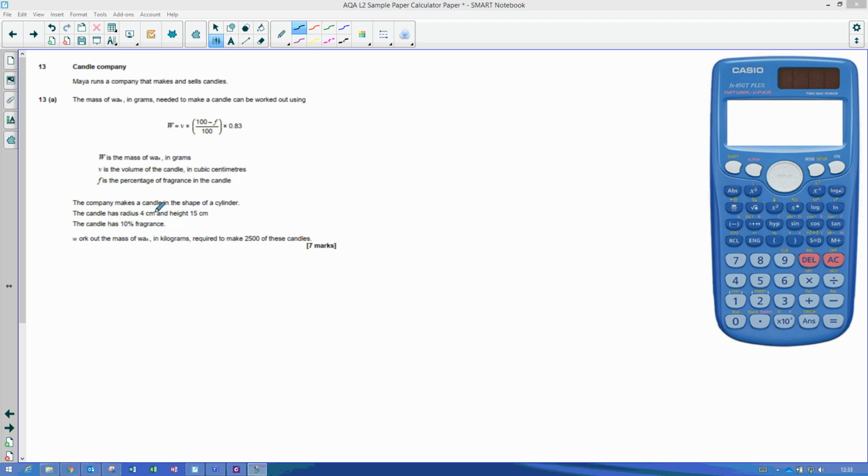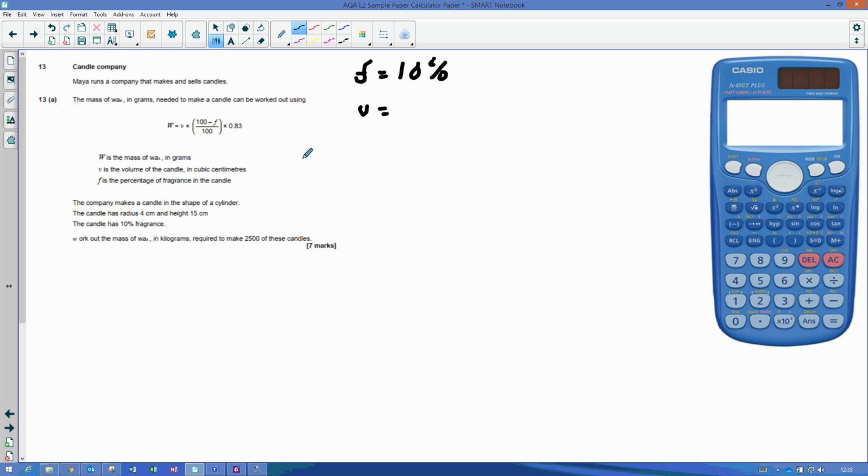And I can see I know F. F is 10%. And it says F is the percentage of fragrance, so I want it as a percentage, so that's fine. But V, I don't know. What I do know is the shape and size of the candle, and I can use that to work out the volume. V is the volume, I can work this out.